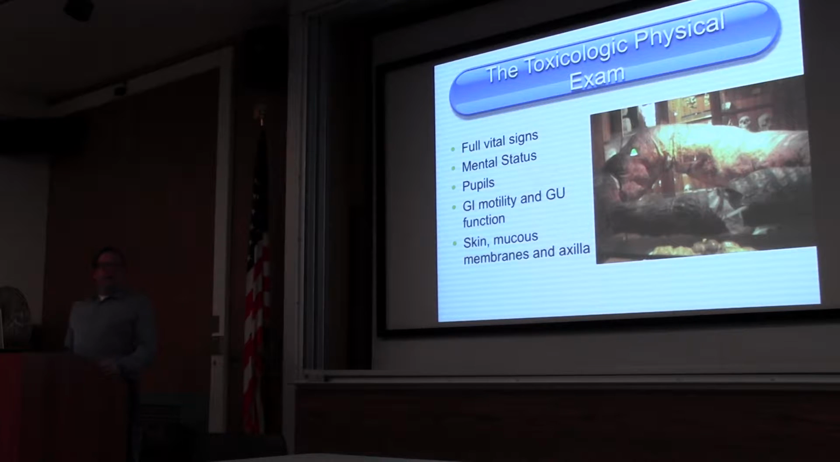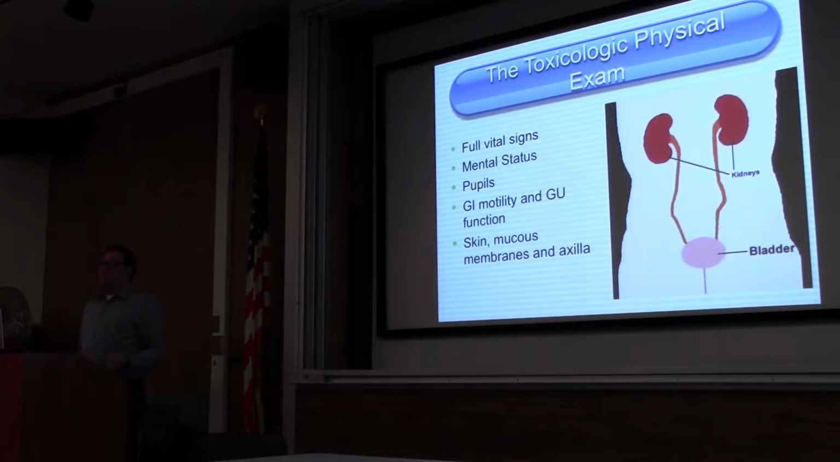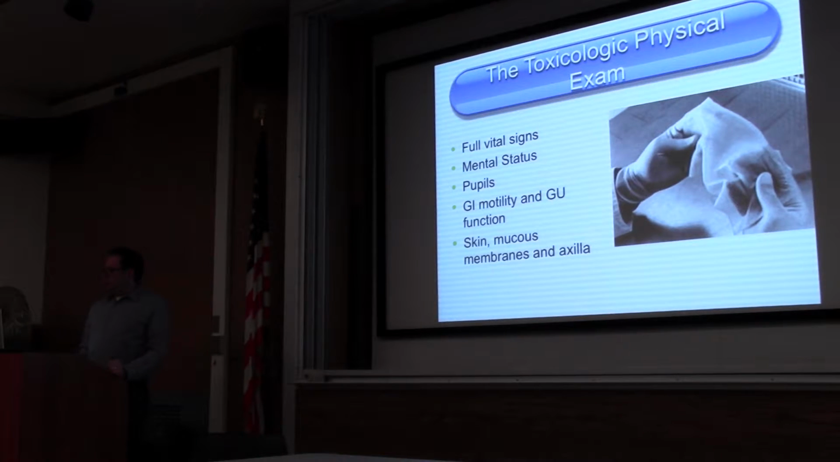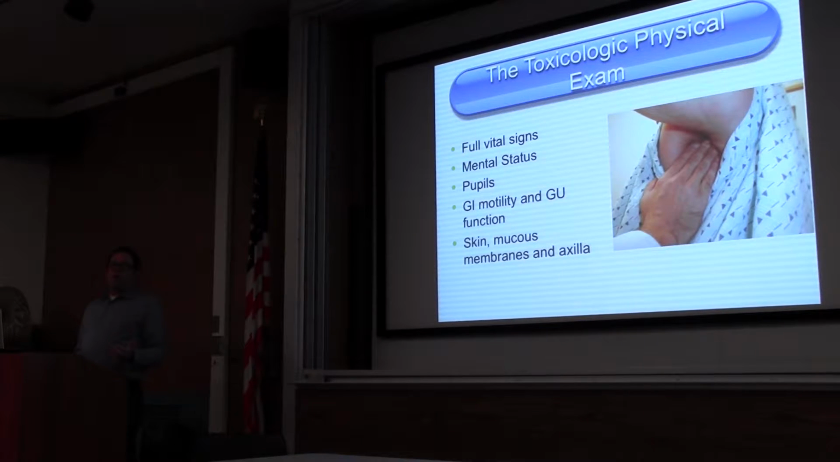GI motility, anybody know what this is? Megacolon. Yeah, megacolon, in the Mütter Museum of Medical Curiosities in Philly. If you're ever there, definitely go check out that museum. So are bowel sounds present or absent? Are they increased, decreased? GU function: are there signs of urinary retention? And then skin, mucous membranes, axilla: is it warm, is it dry, is it flushed? Those are all things that you're going to want to be looking for.